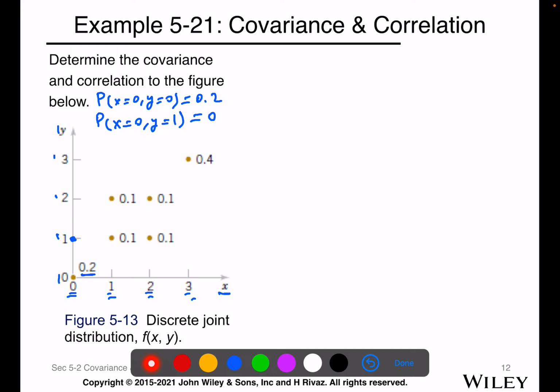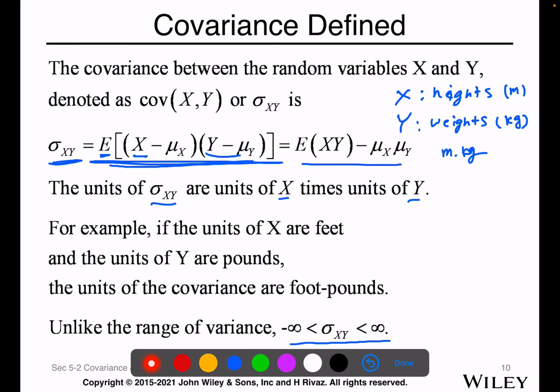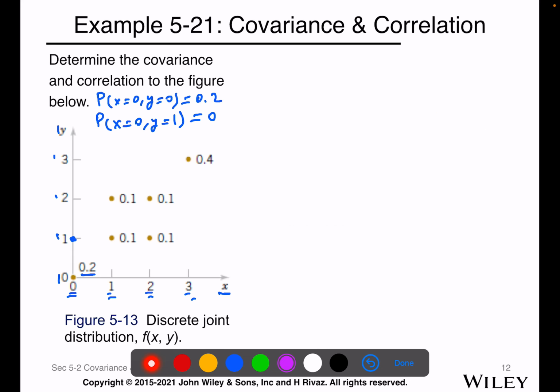Okay, so let's proceed to calculate, first of all, covariance, and then based on covariance, we can easily calculate correlation, right? So remember, if we go back, basically this is what we are going to do. We need mean of x and we need mean of y, right? And mean of x and mean of y means that we need the marginal probabilities, right? So I'm going to calculate the marginal probabilities and write them down here.